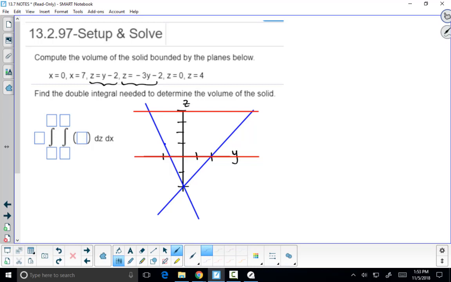So we should be able to visualize our solid object now. Our solid object is this trapezoid that is pulled in the x direction straight out of the board. A trapezoidal prism.